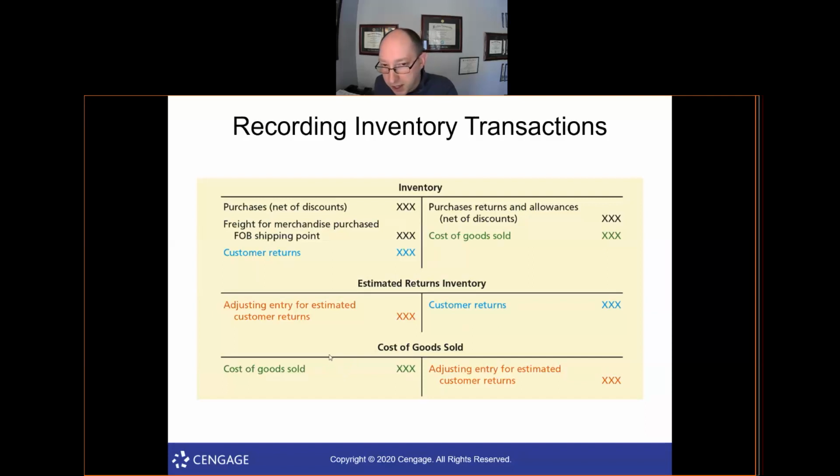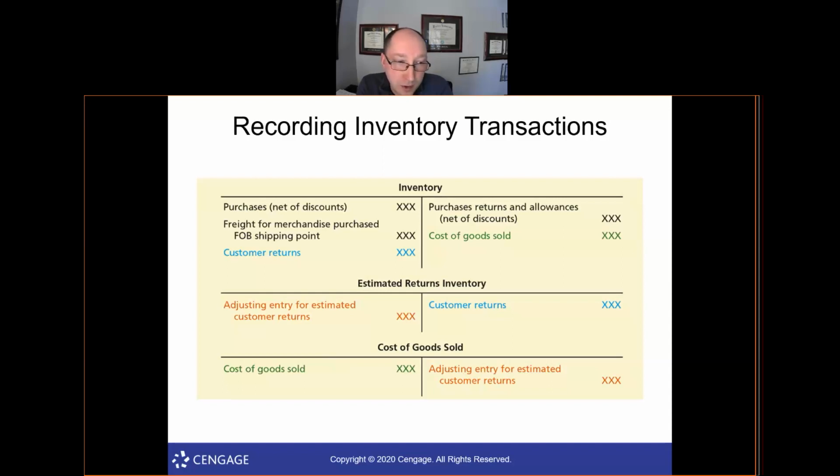I'm sure you remember T accounts from, I think it was chapter 1 or chapter 2. The T accounts represent the normal balance of accounts. For inventory purchases, we debit them. For sales, we credit them.